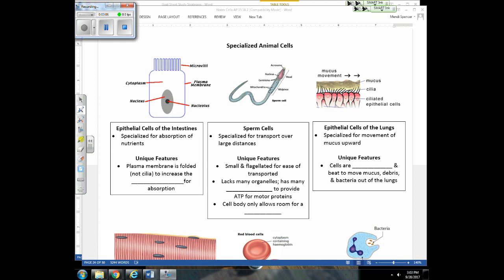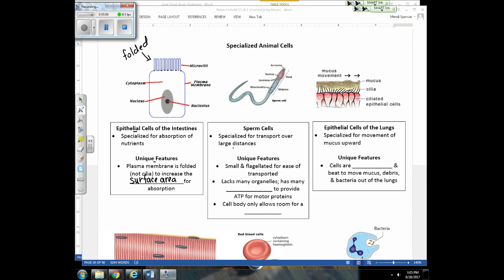Let's take a look at the cells that line your intestines. Now, cells that line are called epithelial cells, and we know that food is absorbed by your intestinal cells. Well, epithelial cells are going to have a unique feature to help them absorb as many nutrients as possible. We can see that the cell membrane isn't flat here, it doesn't go straight across, it's folded. And it's folded to increase, again, the surface area in which nutrients can be absorbed.